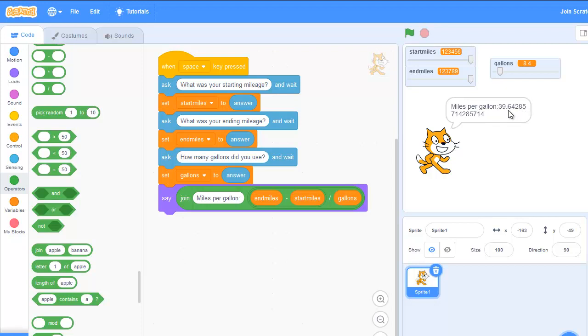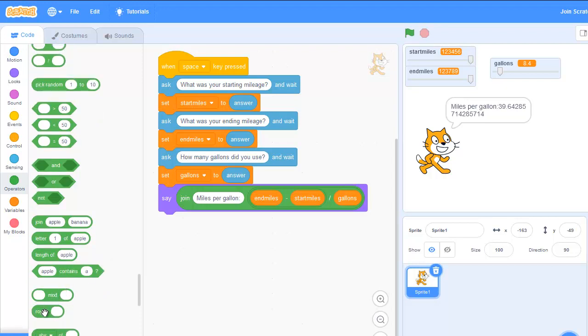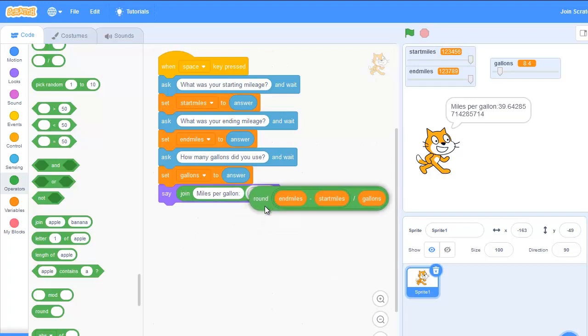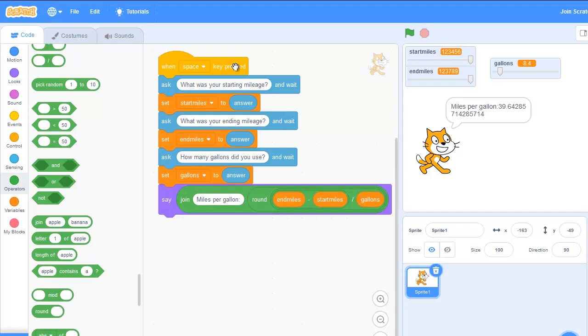Now notice our decimal number is really big. We could round this up to a nice even number if we want to make that look good. So down in the operators, there is a round function, so we can bring that out, put our mileage in there, and then put the round up there, and we'll see how that changes things.